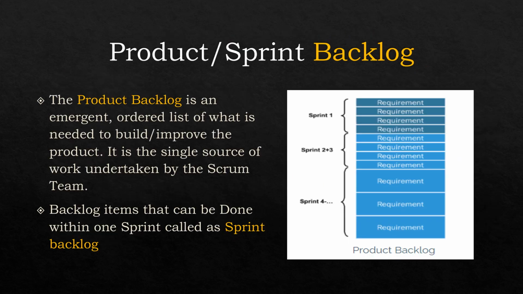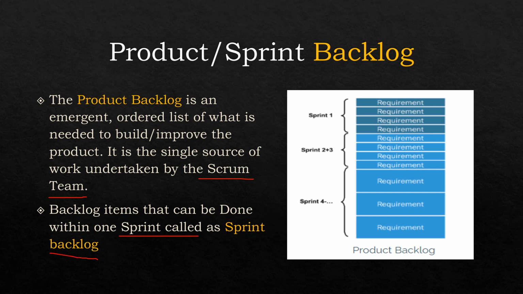Now let's talk about the product and sprint backlog. These two are very important terms when we use the agile methodology in a project. The product backlog is an emergent, ordered list of what is needed to build or improve the product. It is the single source of work undertaken by the Scrum team. Scrum is one of the frameworks under the Agile umbrella. Backlog items that can be done within one sprint are called the sprint backlog.